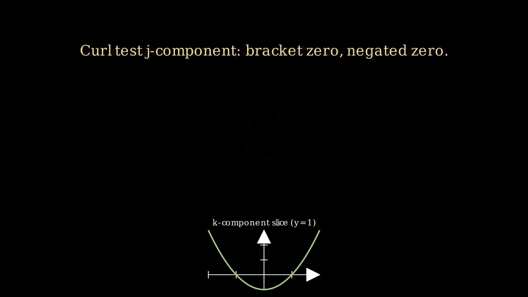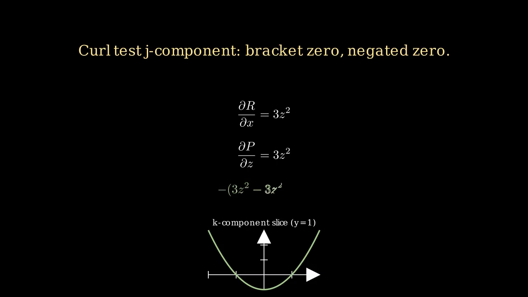For the j component, partial of R with respect to x: the y squared part has no x, so it vanishes, and 3xz squared differentiates to 3z squared. Partial of P with respect to z: the 2xy part has no z, so it vanishes, and z cubed differentiates to 3z squared. Inside the bracket, 3z squared minus 3z squared equals 0, and negated, it is still 0.